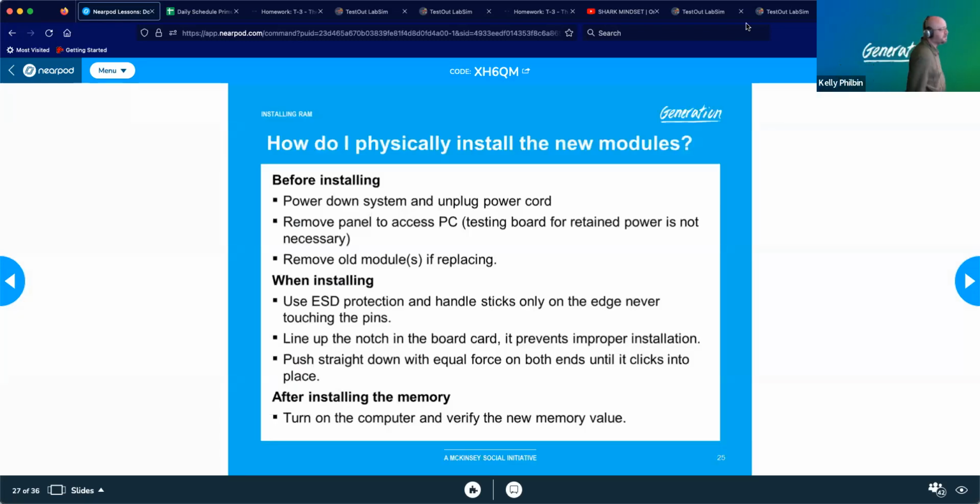So before installing it, we power down the system, unplug the computer, and then hold on the power for 3 to 5 seconds to dispel the residual electricity within the capacitors. After that, we would be able to remove the side panel or access panel on the PC and gain access to the RAM modules. From there, we can remove old modules if we're replacing it or add new ones if we're just adding to. Obviously, when we are installing, use ESD bracelets so that we don't unintentionally destroy any other components in the system, including the brand new fancy upgraded RAM we just purchased.